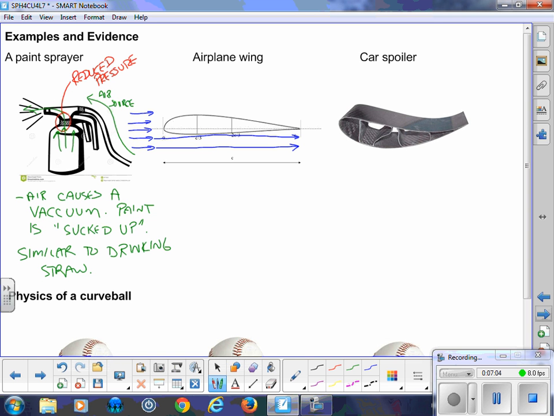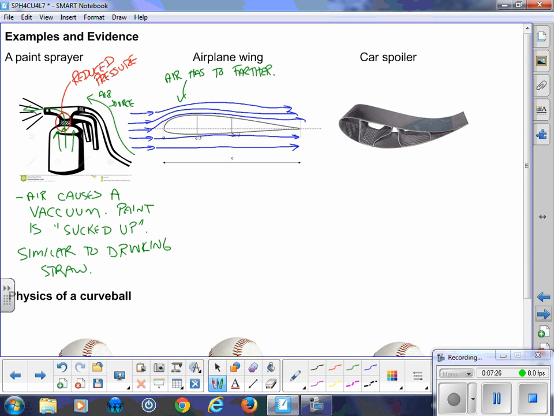Now, the air that goes over the wing is compressed together, but it also has to go farther. So air has to travel farther.